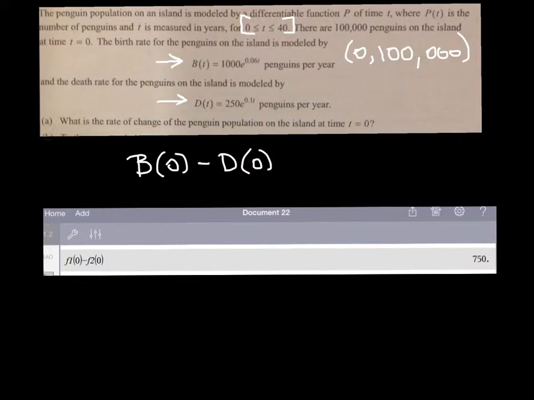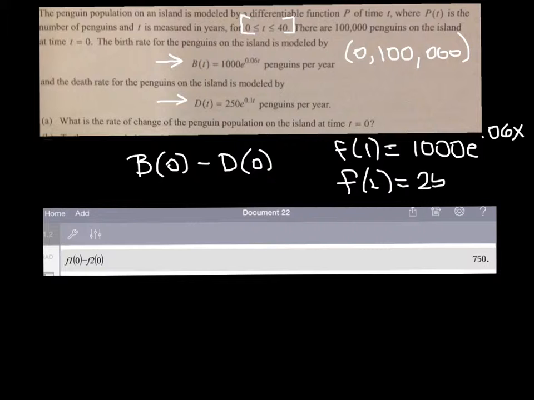Now, key point here. Since you're given two functions, quite complicated, the first thing I would do is go to my graph mode, and in f1, I would type in that first equation: 1000 e to the 0.06x. Then I would type in f2 in the graphing mode: 250 e to the 0.1x. Anytime I'm given a complicated equation like this that I know I'm going to use more than once, I type it into the graphing mode so I can use it in my calculator.